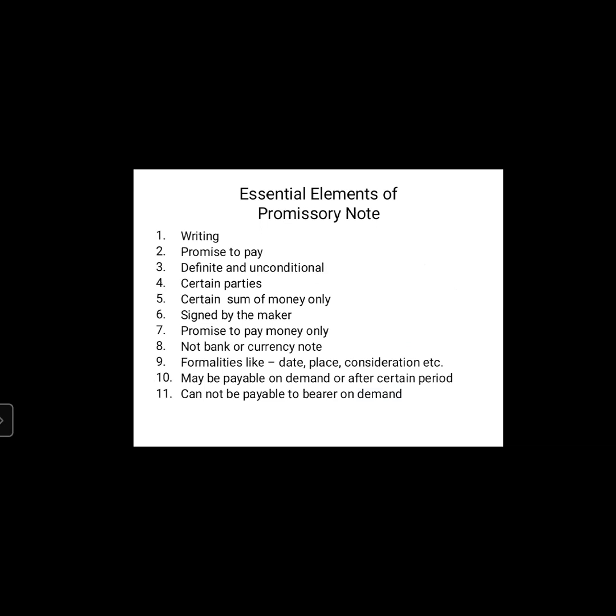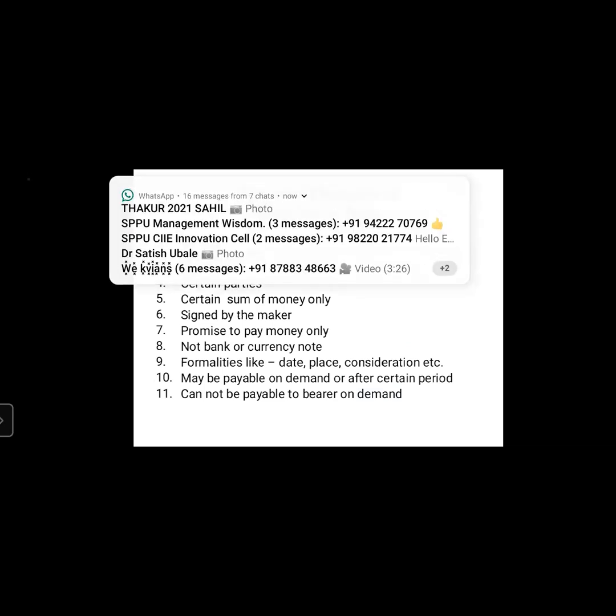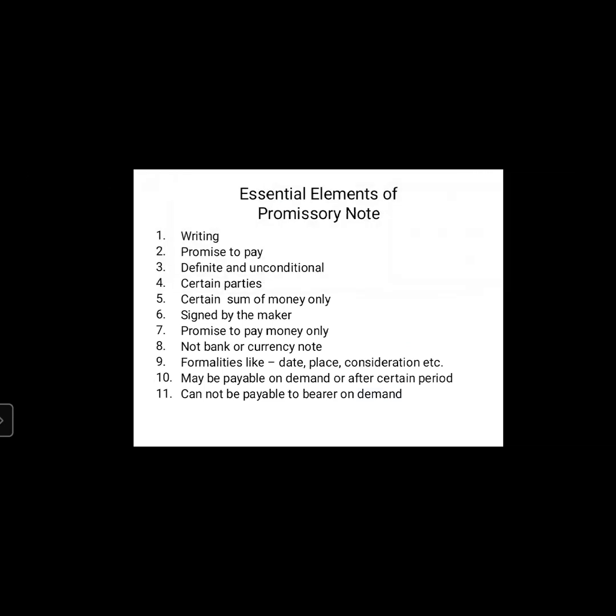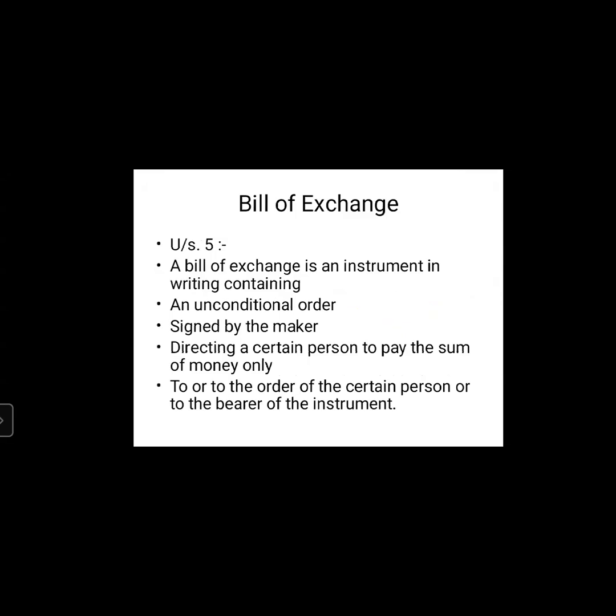Now this we have already discussed: that it should be in writing, a certain sum, a promise to pay, and formalities like date, place, consideration, everything should be present. This we have already discussed. Now we will talk about bill of exchange.